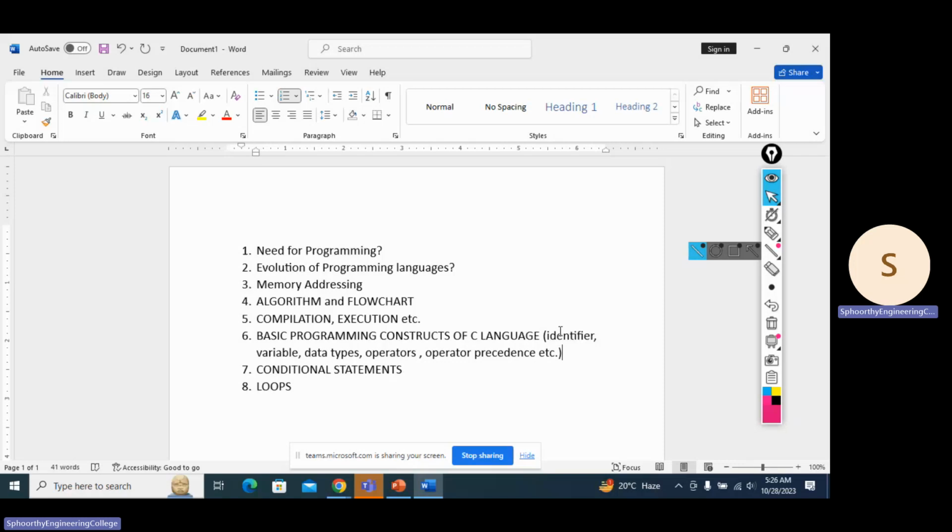However, we'll try to provide a video lecture for those previous concepts also. So we will start with algorithm and flowchart. Let us try to understand what algorithm and flowchart are in detail as part of our next video. Then we will slowly move on to concepts like variables, identifiers, data types, operators, operator precedence, and if possible, we'll try to write some sample programs also.